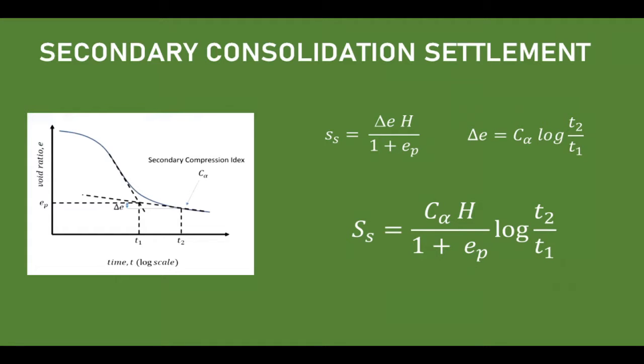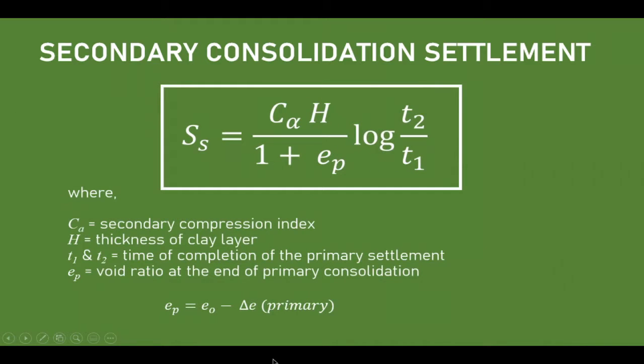over 1 plus EP times log T2 over T1, where C alpha is the secondary compression index, H is the thickness of the clay layer, T1 and T2 are the time of completion of the primary settlement, and EP is the void ratio at the end of primary consolidation. As I said earlier, EP is the final void ratio for the primary consolidation, which is equal to the initial void ratio EO minus the change in E.